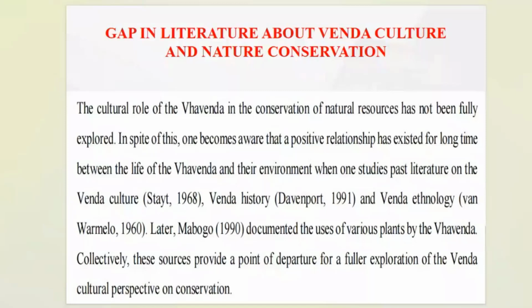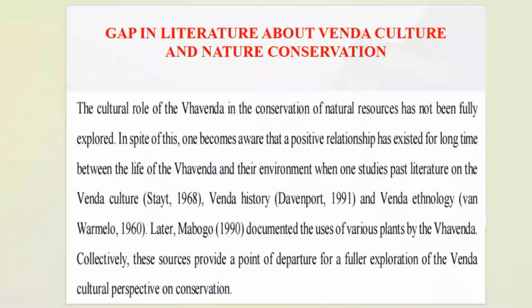Later in 1990, Mabogo documented the uses of various plants by the Venda. Collectively, these sources provide a point of departure for a fuller exploration of the Venda cultural perspectives on nature conservation, because it was not fully explored. But what we have read in the literature does have gaps, and is not necessarily focused, except the one by Mabogo. We could get some background, we could get some direction. And this has been used as a point of departure.